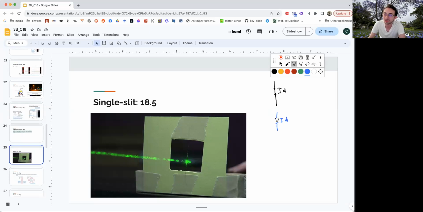So it's one opening, and it turns out that even just thinking about the wave fronts coming through the single opening, you still get an interference pattern. It's very weak, but you still will see one. And this can be really useful for measuring very tiny openings.